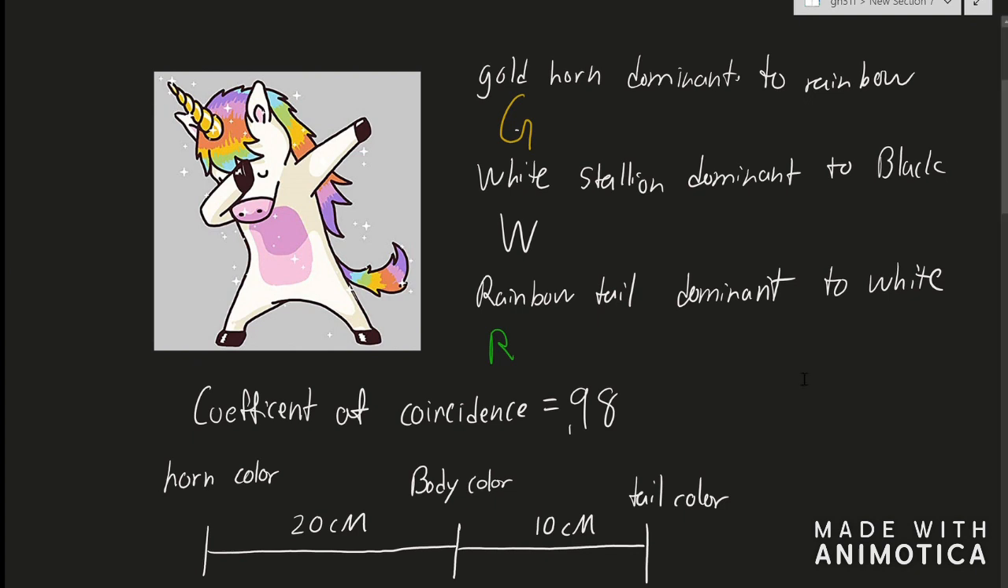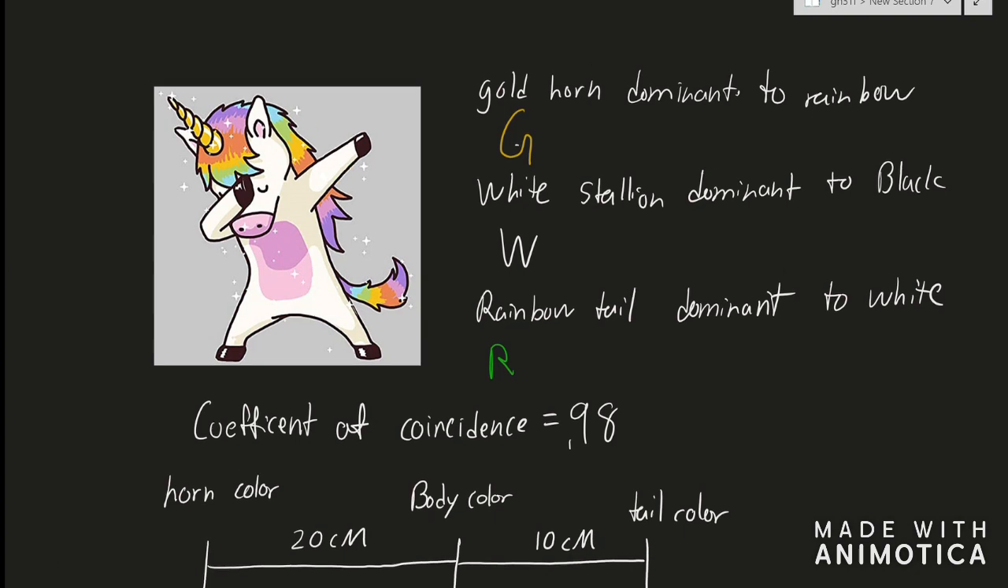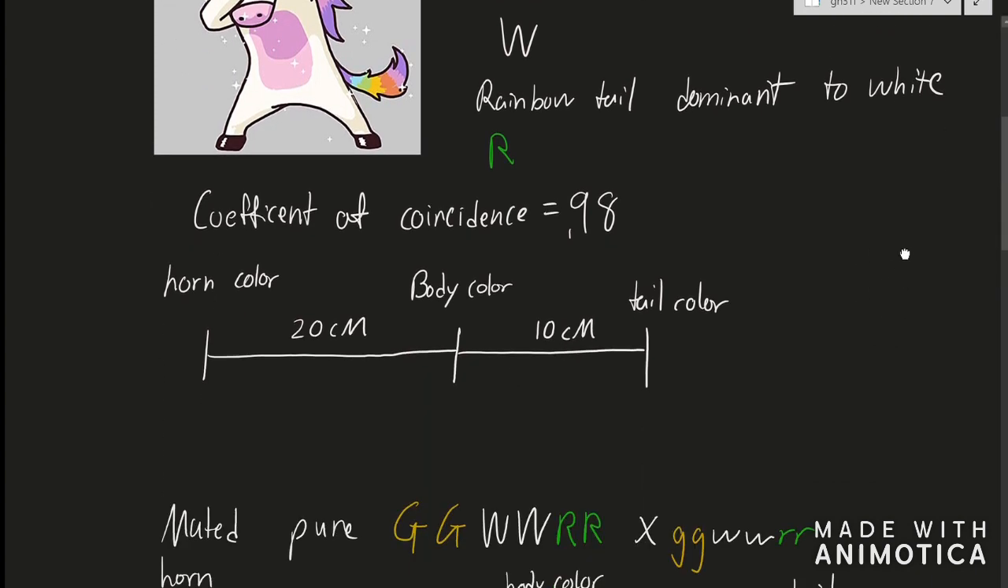The coefficient of coincidence is going to be 0.98, and for the genetic map, the horn color to body color distance is 20 centimorgans, and the body color to tail color is 10 centimorgans. Now we need to determine what's the probability of crossover events.